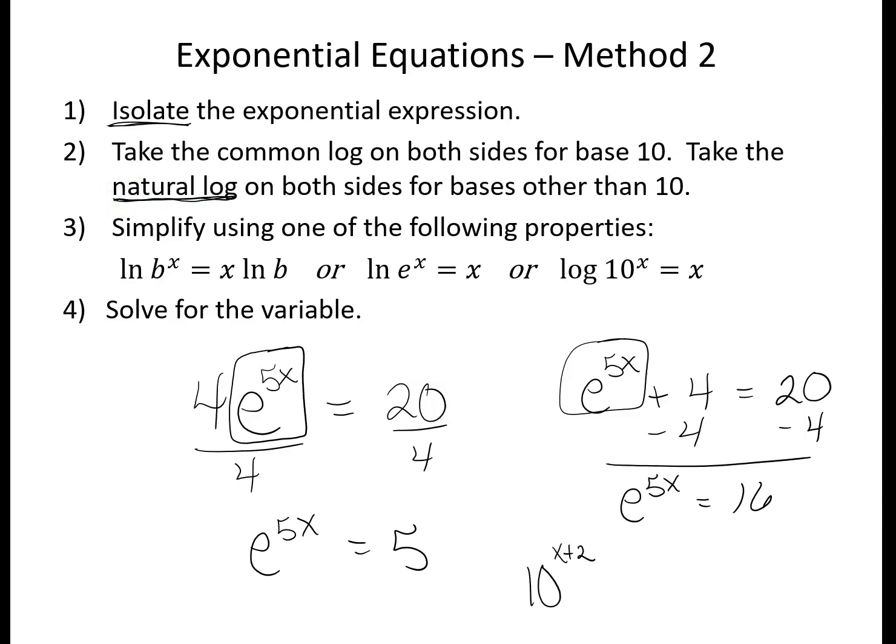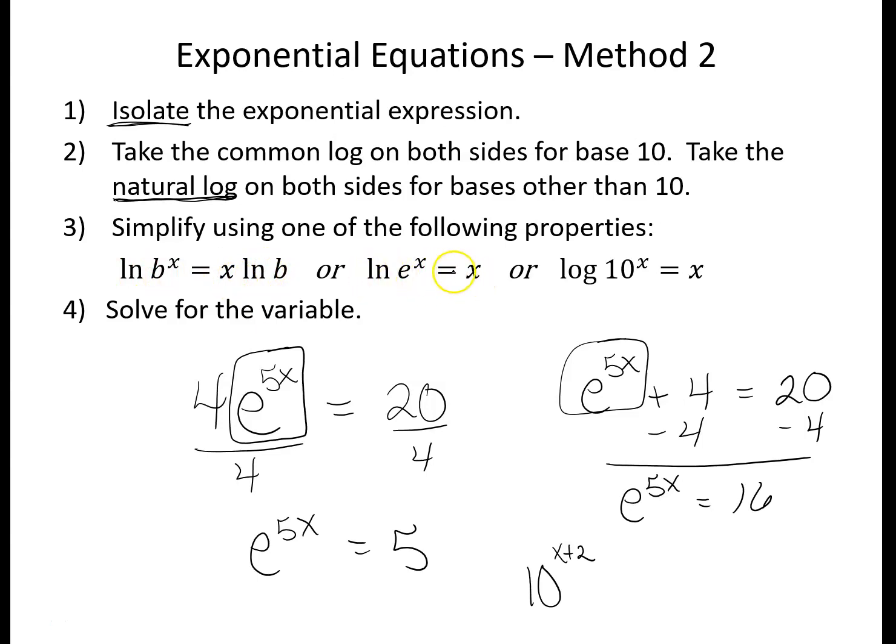Step 3, simplify using one of the following properties. Now these are properties we've already learned. Let's just go through each of them here. If I have a base that is not 10 or e, then I am going to take the exponent and bring it down in front of the log because I'm going to need to get that x, my variable, out of the exponent. That was property 7 that we learned.